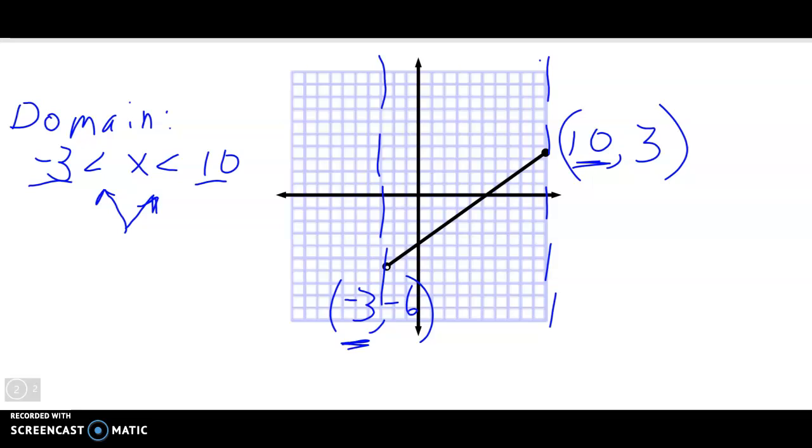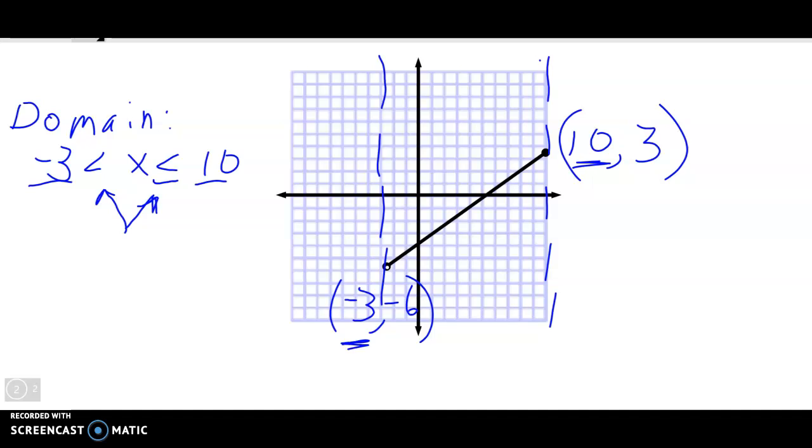The 10 goes there. Now this one here has a hollow point. That means the first -3 does not get the line underneath. Now on the right side, it is a solid dot, so I must add the line underneath. So the domain is -3 less than x, less than or equal to 10. So the 10 is included, the -3 is not.